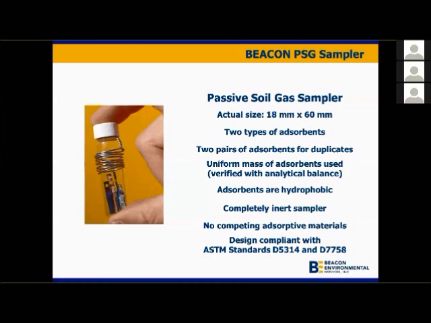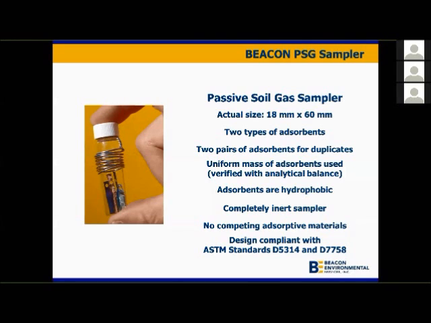Our sampler is also completely inert. If you notice, there's coloration to the sorbent traps that's inside that vial, because we put the stainless steel meshing frames through the same passivation process that's done for the inside of Summa canisters before we put adsorbent in there. So the sampler is completely inert, which is in accordance with the ASTM requirements.